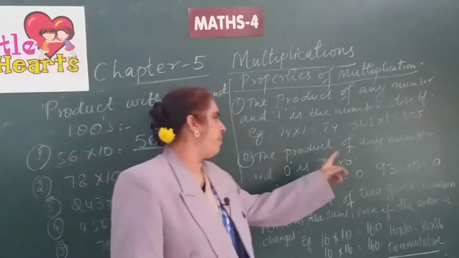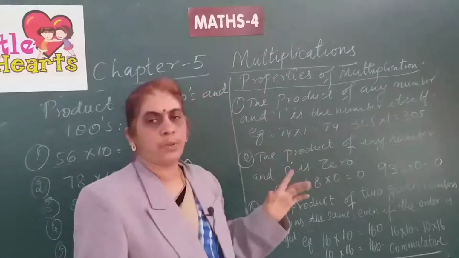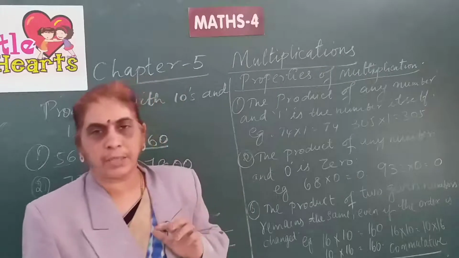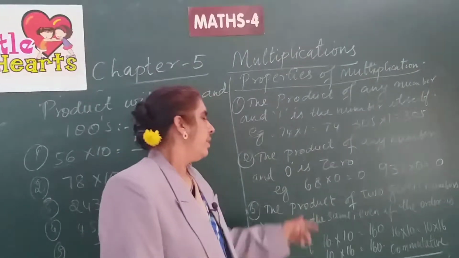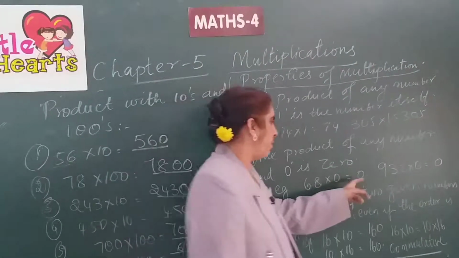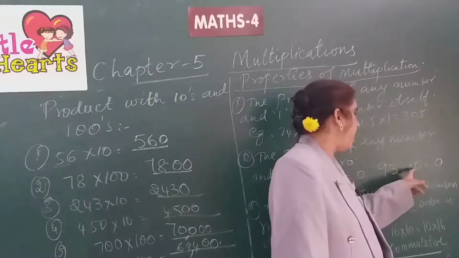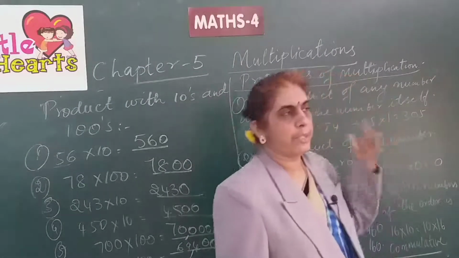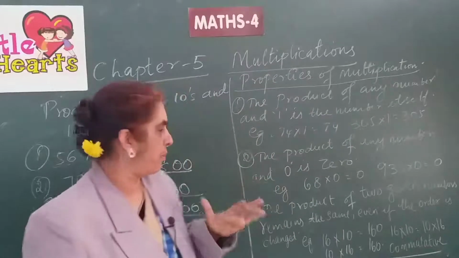The product of any number and 0 is 0. If any number is multiplied by 0, the product will be 0. 68 multiplied by 0 is equal to 0. 932 multiplied by 0 is equal to 0. 2 zeros are 0, 5 zeros are 0.